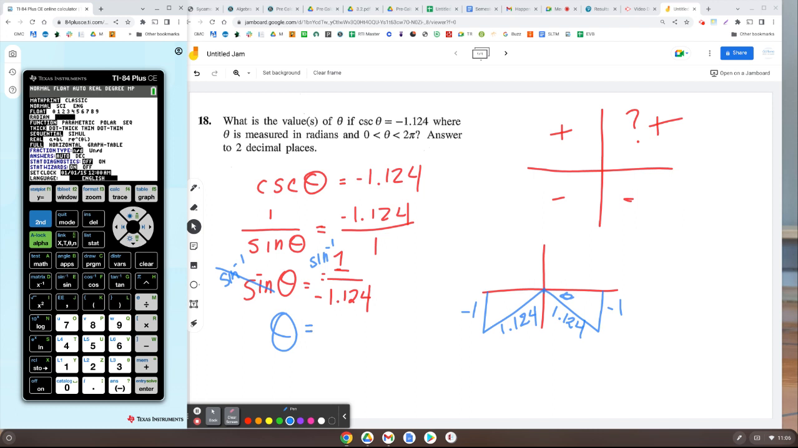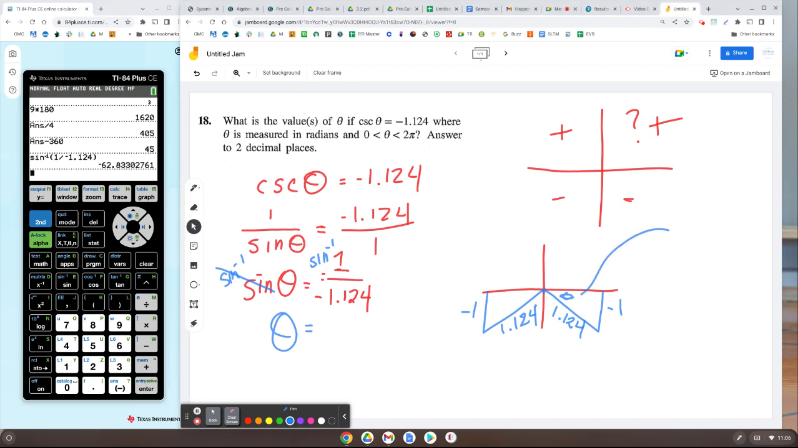And then I'm going to go second. Here, quick. All right, second sine. So sine inverse of 1 divided by negative 1.124. All right, so that makes sense, right? This angle is negative 62.83.